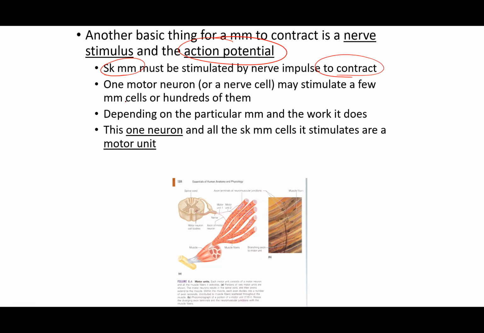And then one motor neuron may stimulate a few muscle cells or hundreds of them. It just depends on the body part that we're looking at. For example, the muscles in your hand are very detailed, very fine motor. So you can do things like calligraphy, stencil stuff. You can write, you can do art. You can type on a computer, very detailed. You can do stitches.